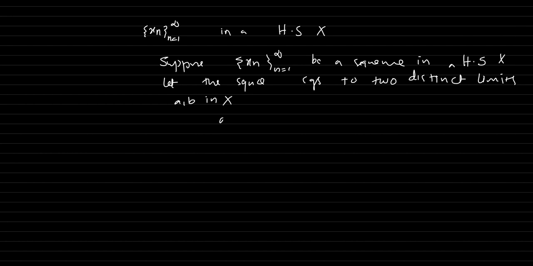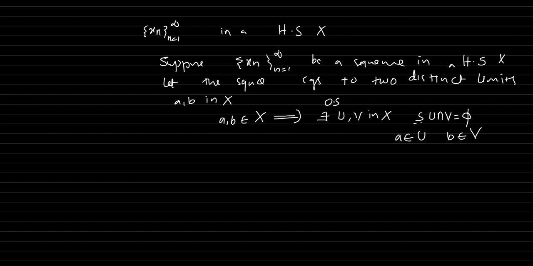Now A, B belong to X, and here X is a Hausdorff space, so A and B are two distinct points in X. So this implies that there exist two open sets U, V in X such that U intersection V equal to phi and A belongs to U, B belongs to V. And we say that a sequence xn converges to a point x if for each open set O containing x there exists a natural number N such that xn belongs to O for all n greater than or equal to N.